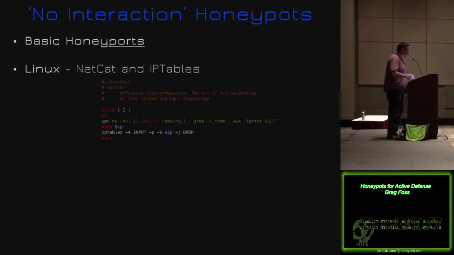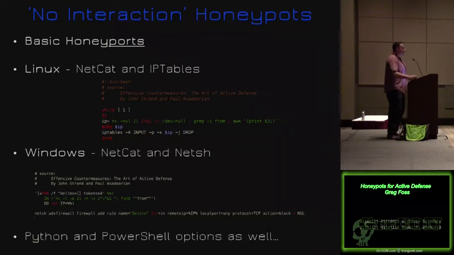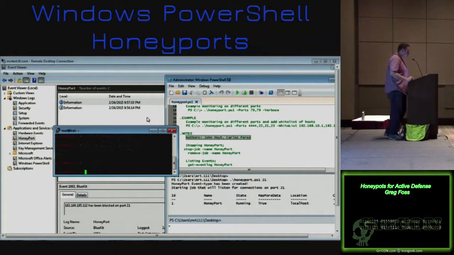So there are a couple places you can get that, but essentially it's a very simple script that waits for a full TCP connection, logs the traffic, and then bans them from that host using iptables. Very simple. You can also do the same thing on Windows, using netcat and netsh, with about the same complexity. So there are a lot of very easy ways to do this, and it's easy to push out onto a bunch of systems if you want to do honeyports. But there are also Python and PowerShell options that are a lot more verbose and have a lot more functionality.